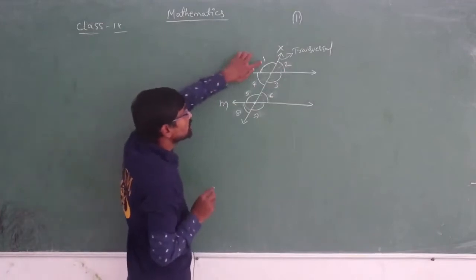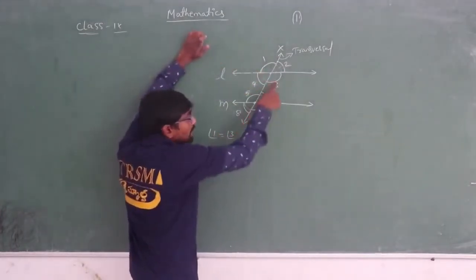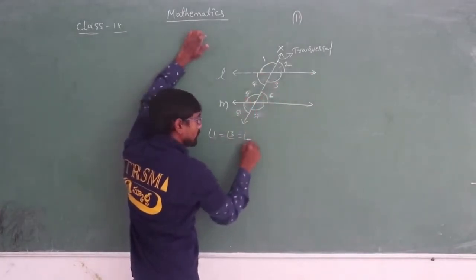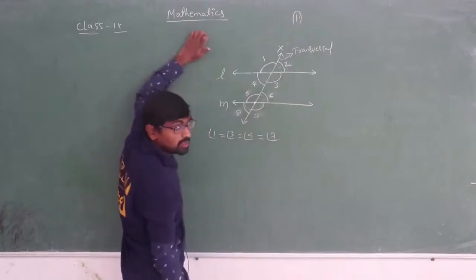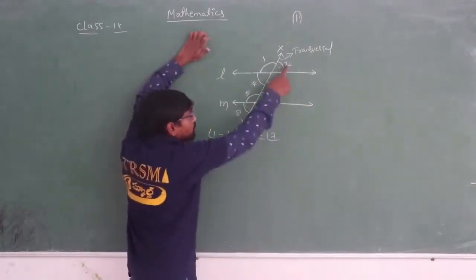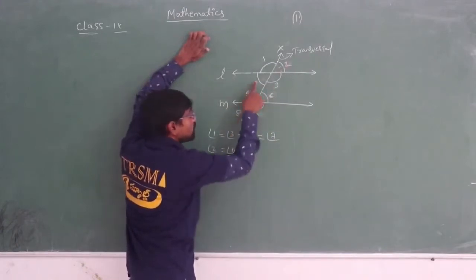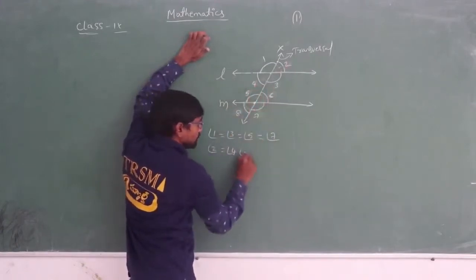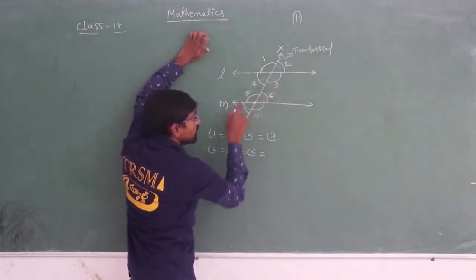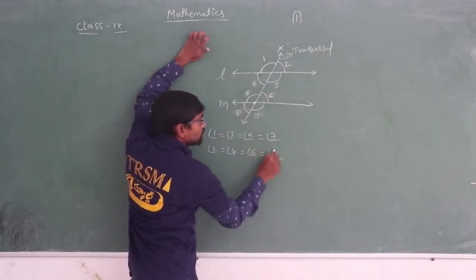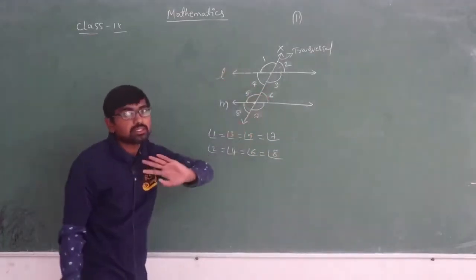You can say that angle 1 is equal to angle 3, angle 3 is equal to angle 5, and angle 5 is equal to angle 7. Similarly, angle 2 is equal to angle 4, angle 4 is equal to angle 6, and angle 6 is equal to angle 8. If you add all of these, you will again get 360 degrees.